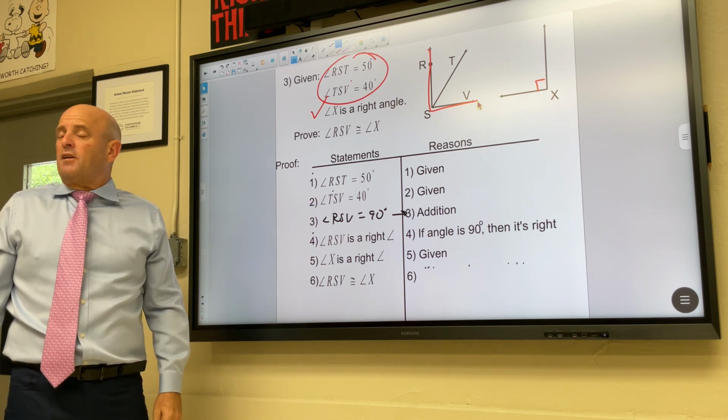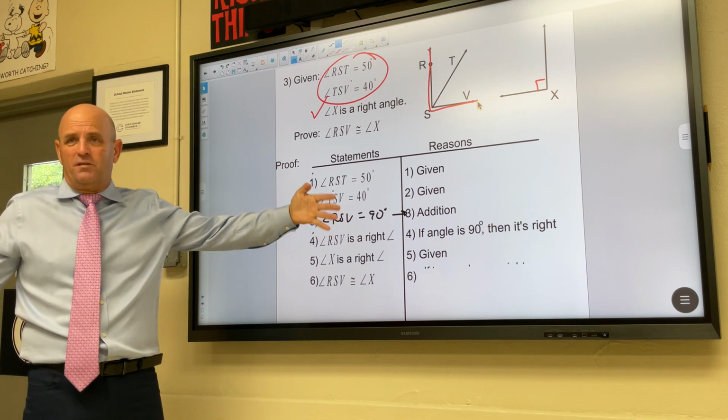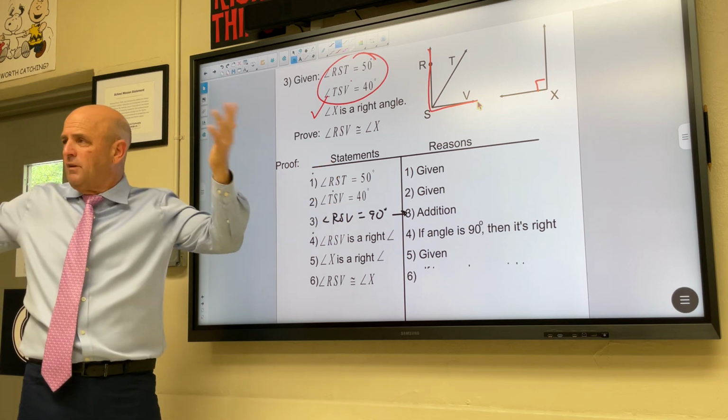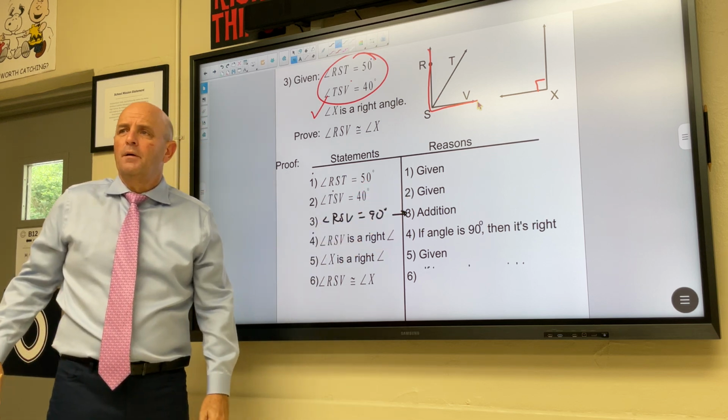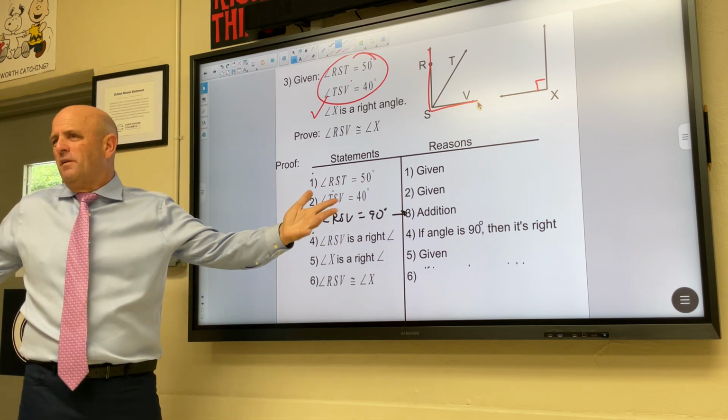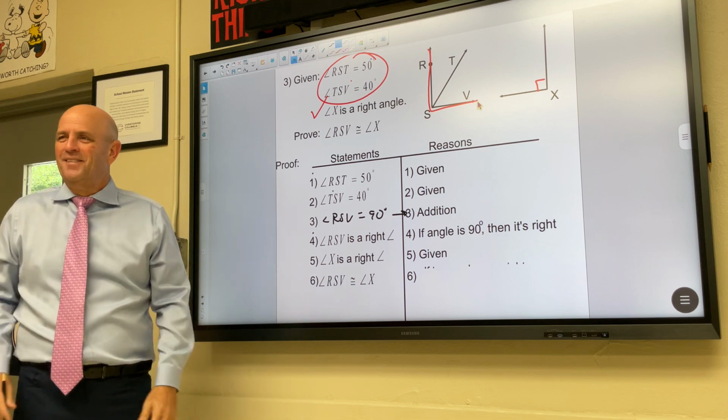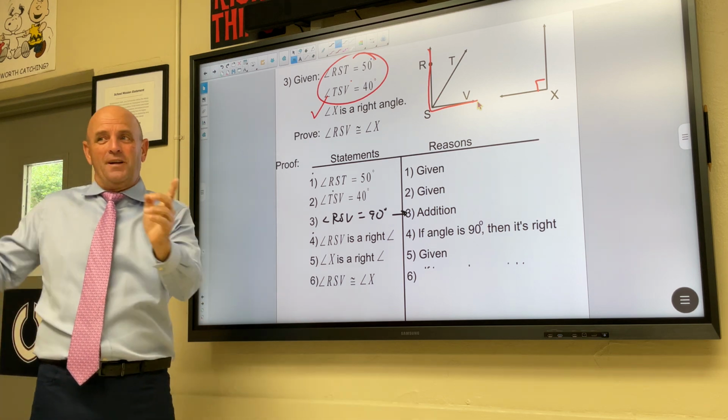All I did was add. Some textbooks call this simplifying. There's no property, there's no definition, I'm just adding. So I wrote addition. Would you say simplify or addition? Just write addition, because that's what you did. It's easier to describe what you did. It's not the addition property, because that's actually something different.